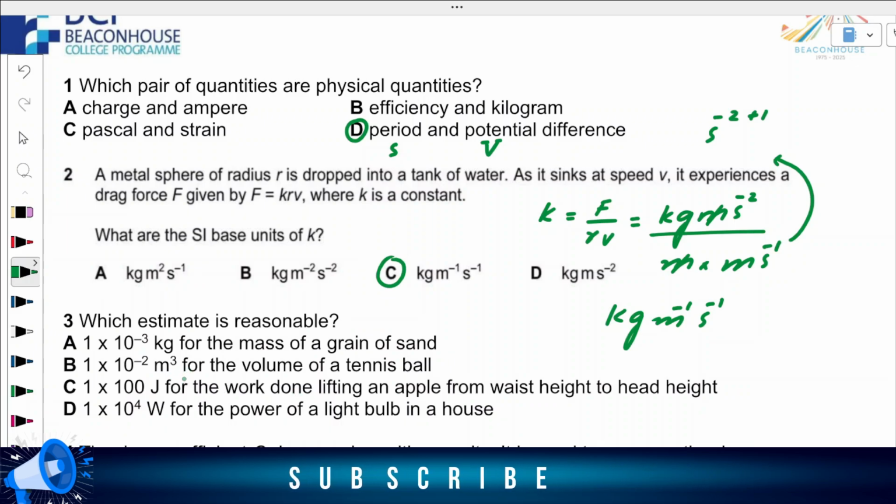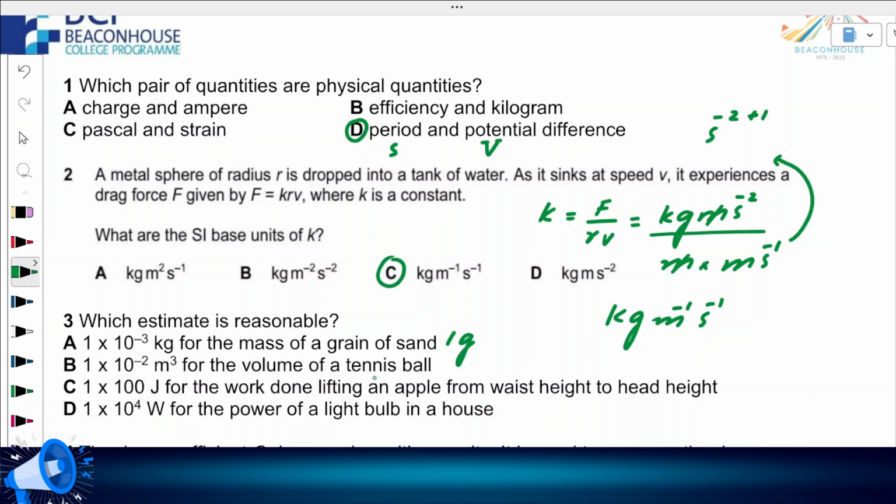Which estimate is reasonable? 1 × 10^-3 for the mass of 1 grain of sand. So basically 1 gram. They are saying 1 gram is the mass of the grain of sand. 1 gram is too big for a grain of sand. A grain of sand is usually in milligrams.